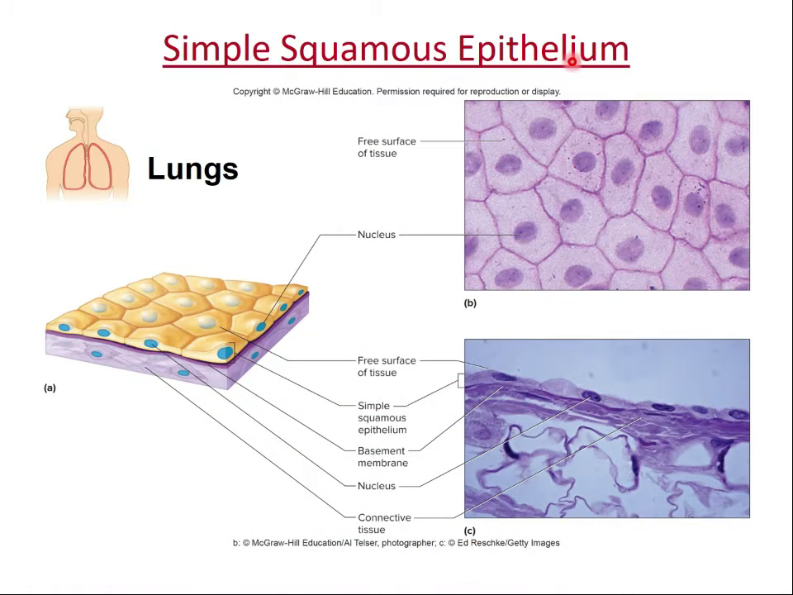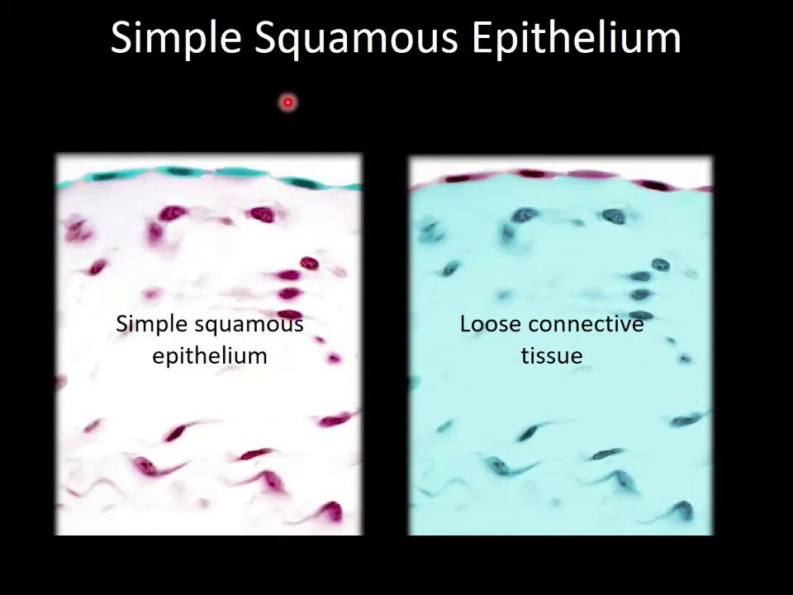Simple squamous epithelium is the most simple form of epithelium. They are very thin cells that form a very thin lining. You see them along the lungs where there needs to be easy exchange, in this case, exchange of gas. You will see this thin layer of cells, just one layer of thin flattened cells, called simple squamous epithelium.